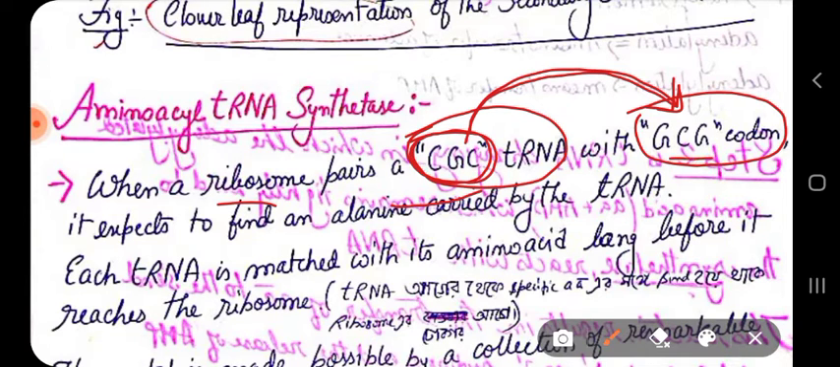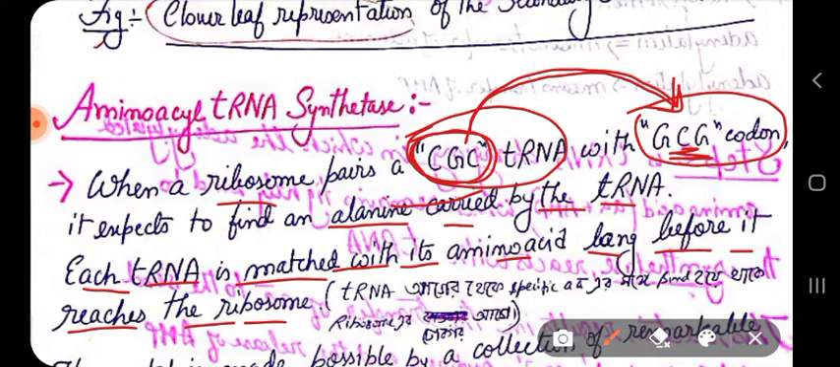And you know that the GCG codon will code for an amino acid known as alanine, which will be carried by the tRNA. How does the ribosome allow that particular aminoacyl tRNA to bind to the particular codon region of the mRNA coding for that amino acid? It's because each tRNA is matched with its amino acid long before it reaches the ribosome. In Bengali, if I say, tRNA binds with a specific amino acid beforehand, which has been catalyzed by the aminoacyl tRNA synthetase, before entering the ribosome.